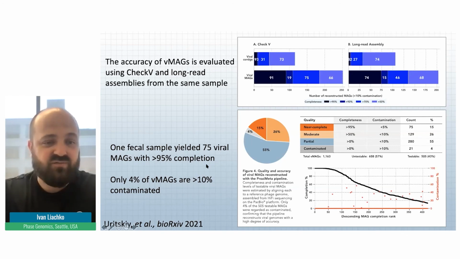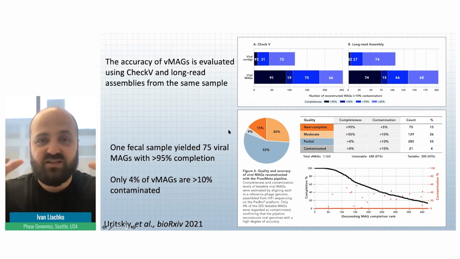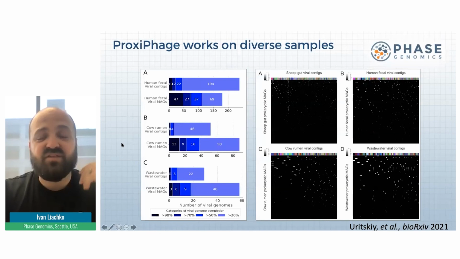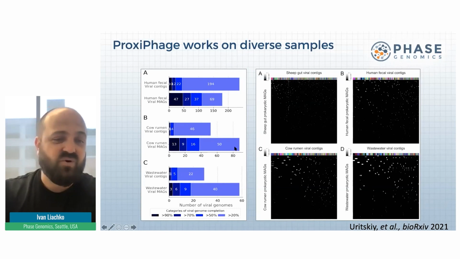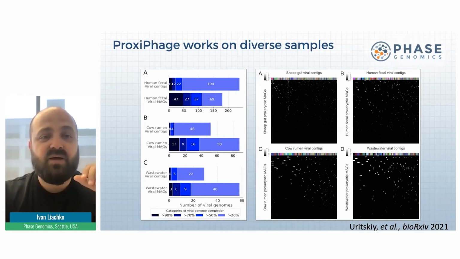We're also able, from a fecal sample, to get 75 phages that are 95% complete using only Illumina data. That's the key here, that we're able to get these viral genomes without long reads, with just short reads. If you have long reads, it's even better, but you don't have to have them. This is a method that works on all sorts of samples. So here's some sheep and humans and cows and sewer, and there's soil and all sorts of other things. The method works on pretty much anything that can be subjected to metagenomic Hi-C.